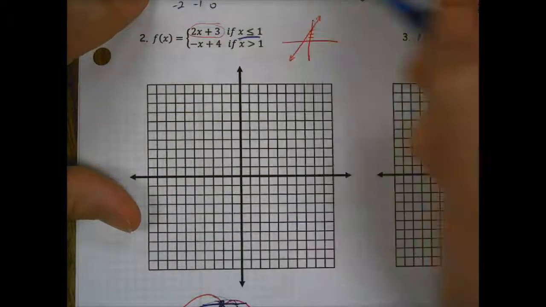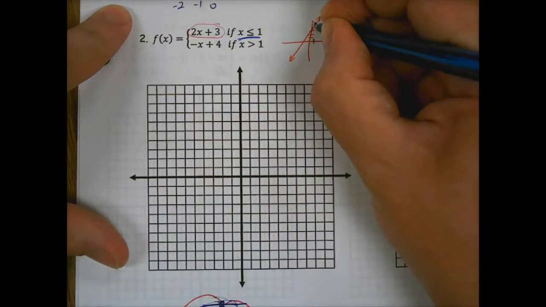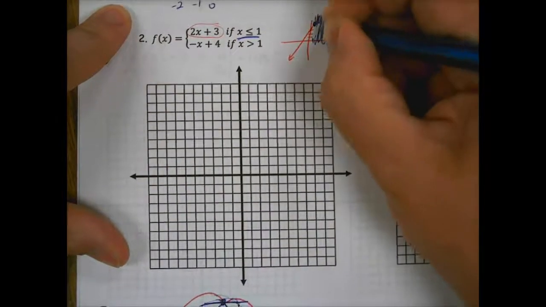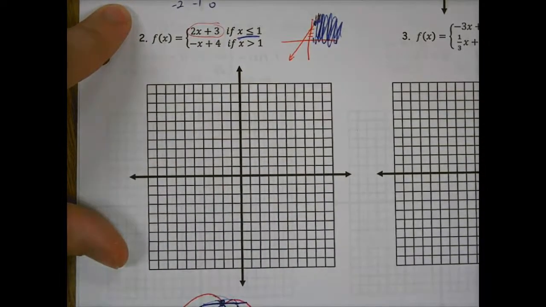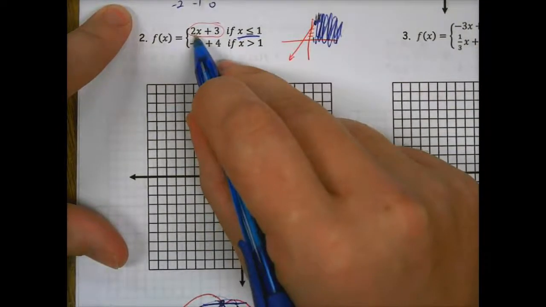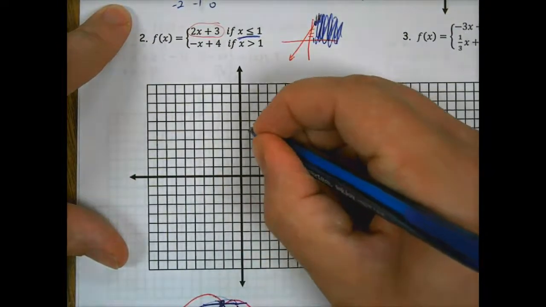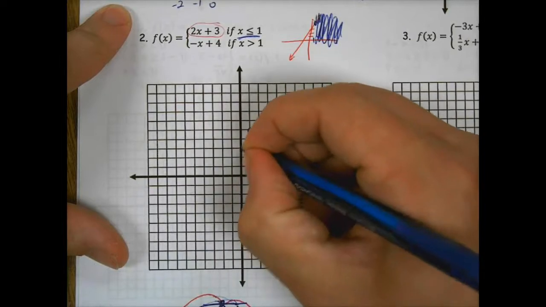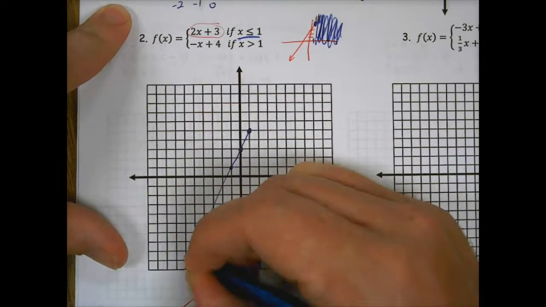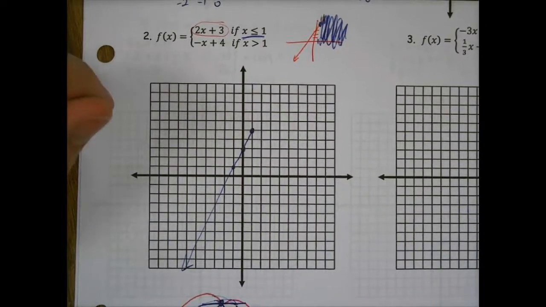Now this says only when x is less than or equal to 1. Well, x is 1 right here, so I do not want any part of that graph where the x values would have been greater than 1. So at 1, my y value for this function should be 2 times 1, which is 2, plus 3 is 5. So I have 1, 1, 2, 3, 4, 5. And it's the same thing, but I'm only taking part of that graph. Make sure you guys put some good points on there, probably more than I did, so that you make sure you graph it right.